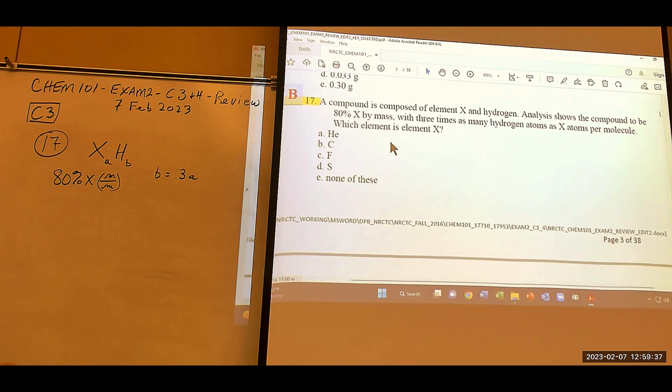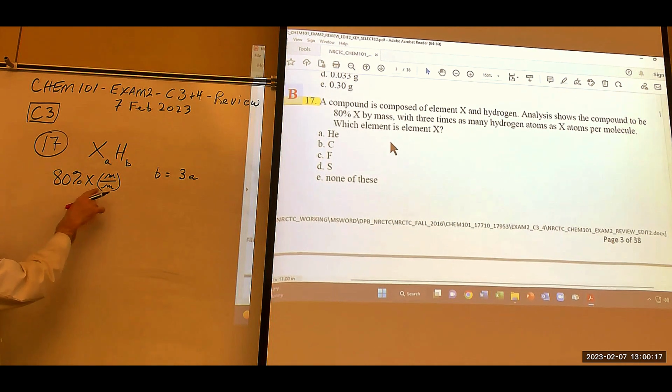Which element is element X? So what do we need to know to determine what X is? Well, there are 2 ways you can identify an element. One is the atomic number, if you have access to the periodic table. If you don't, then your next best thing is atomic weight, or atomic mass, because they get bigger from top to bottom, left to right also. Sometimes you can nail it that way, and I think that's where we're going with this one. So we need to know the atomic mass of X.